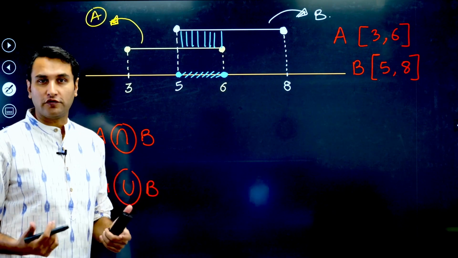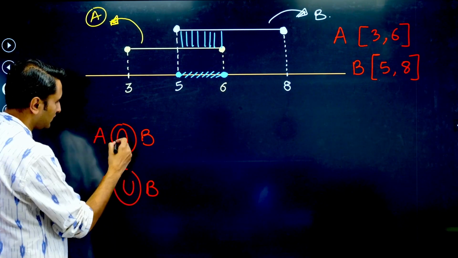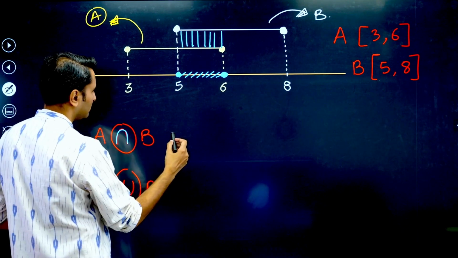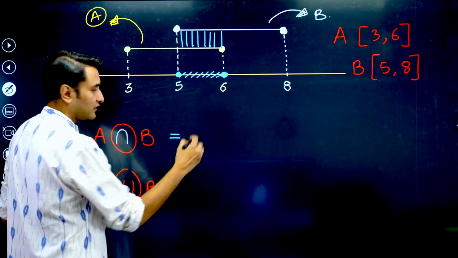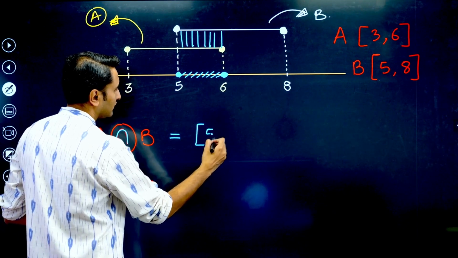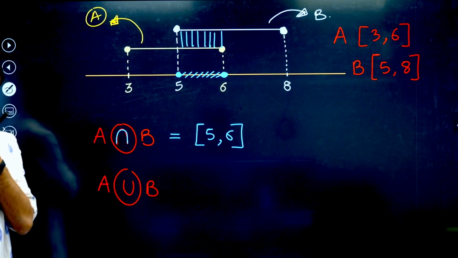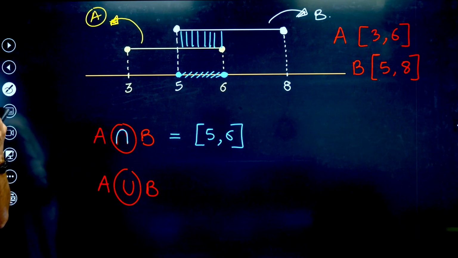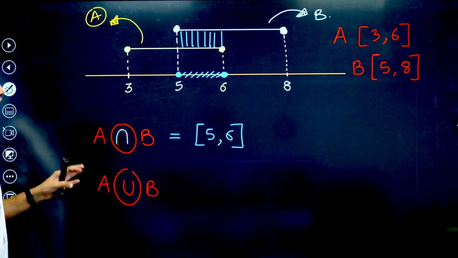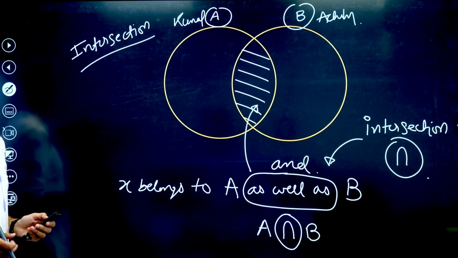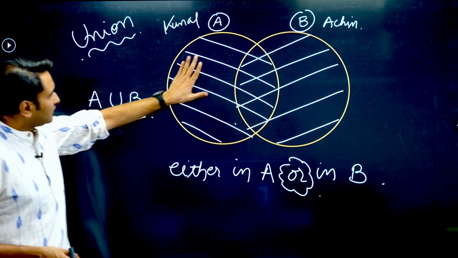So, bachcho, what will be their intersection? Intersection, this symbol, will be what? The set or the interval 5 to 6, both closed. Agree? Now, what is their union? Union means, remember the diagram. What is a union? Union means this.